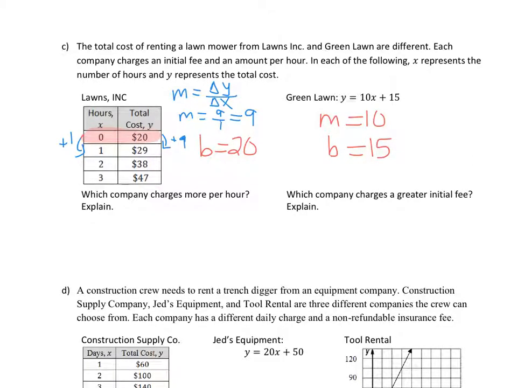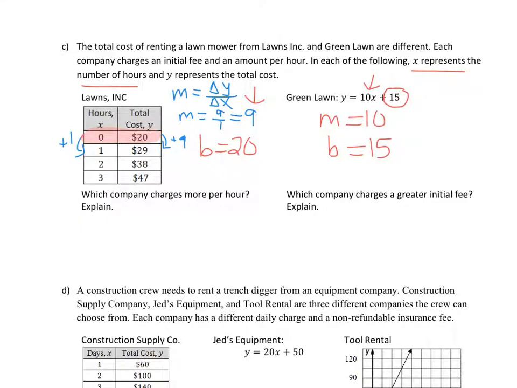Now, x represents the number of hours. So this slope in both of these represents the charge per hour, how much it costs per hour. And y represents our total cost. So y is our total cost, which means our y-intercept, if it's not the total cost, it's not the charge per hour, it's not the number of hours, it's going to represent an initial fee. Okay? So no matter what, the company will charge an initial fee plus an hourly rate.